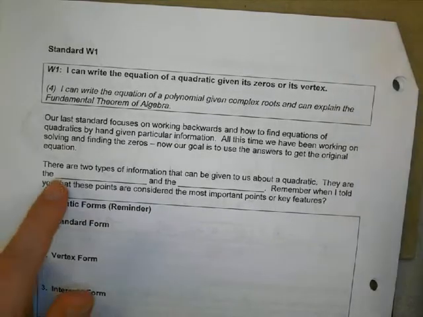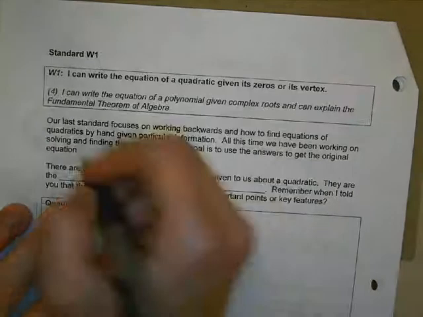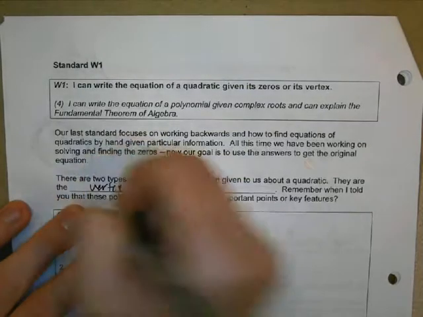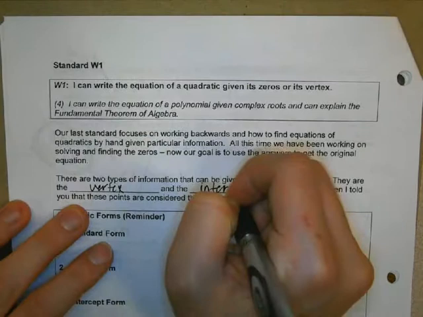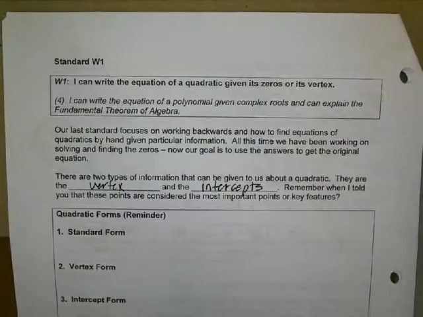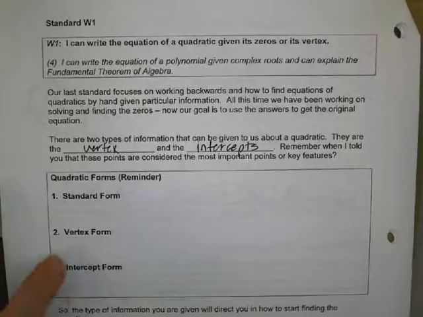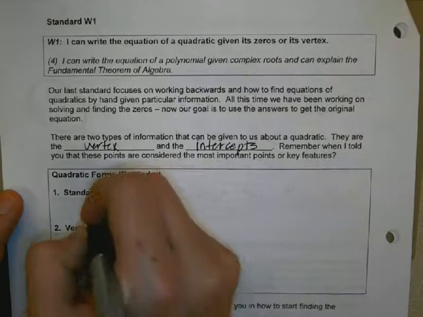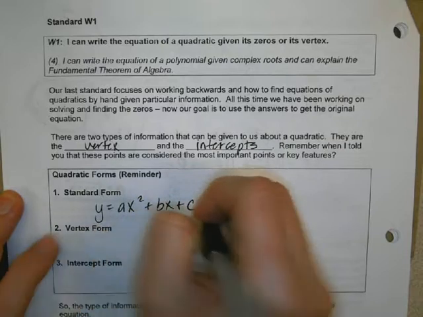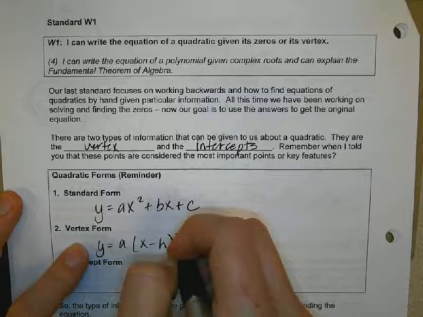There are two types of information that can be given to us about a quadratic. They are the vertex and the intercepts. Remember when I told you these points are considered the most important points or the key features. Okay, so we're going to write down each form as a reminder. Standard form is ax squared plus bx plus c. Vertex form is a times x minus h squared plus k.